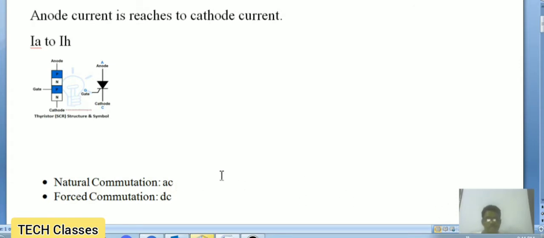To explain this natural commutation, we need one circuit. That circuit contains the output waveforms. Based upon the circuit, with the help of waveforms, we can explain this natural commutation. Now I am going to show one circuit for this natural commutation.